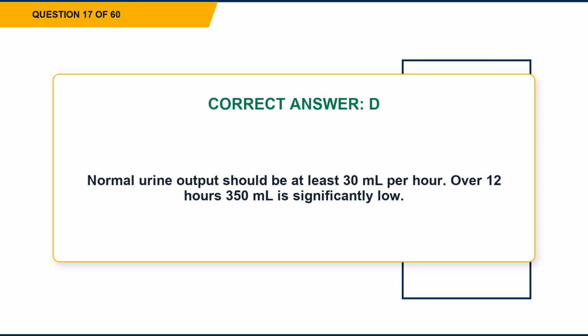Explanation. Normal urine output should be at least 30 milliliters per hour. Over 12 hours, 350 milliliters is significantly low.